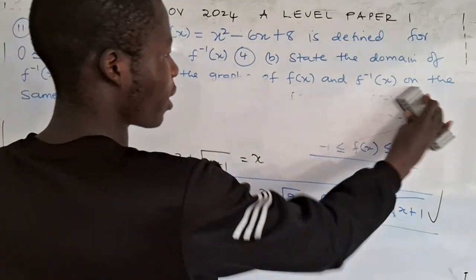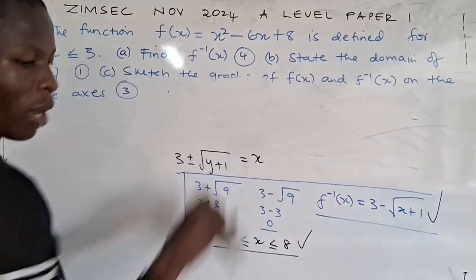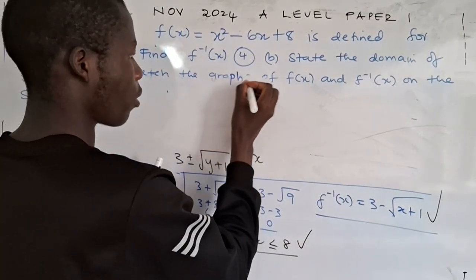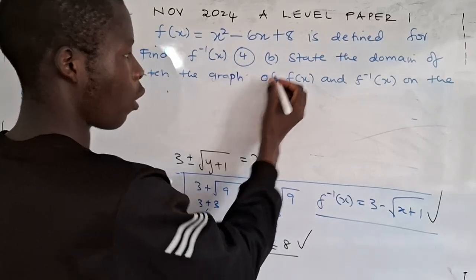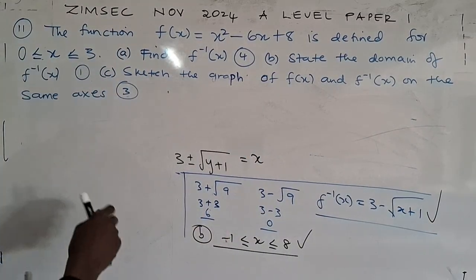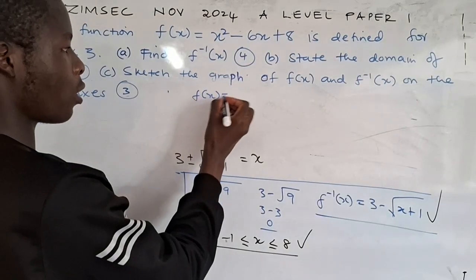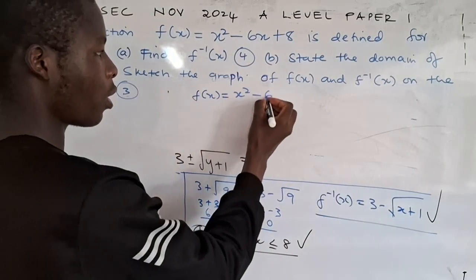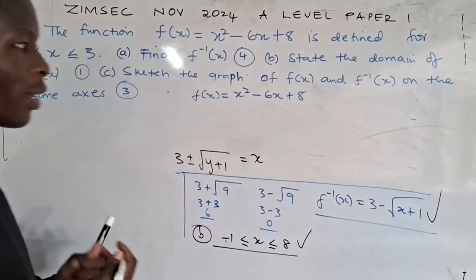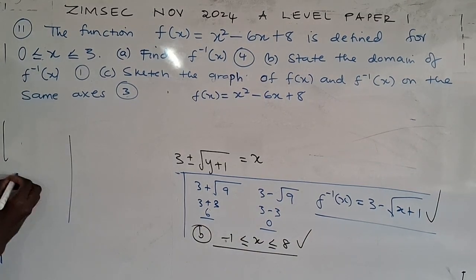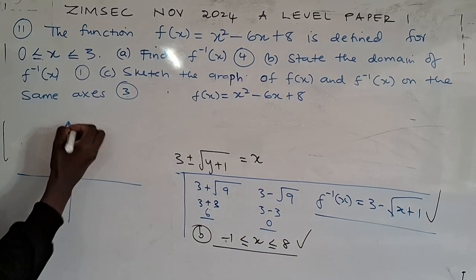If you want to sketch the graph of f of x, f of x is equal to x squared minus 6x plus 8. Like this, I'm going to draw.